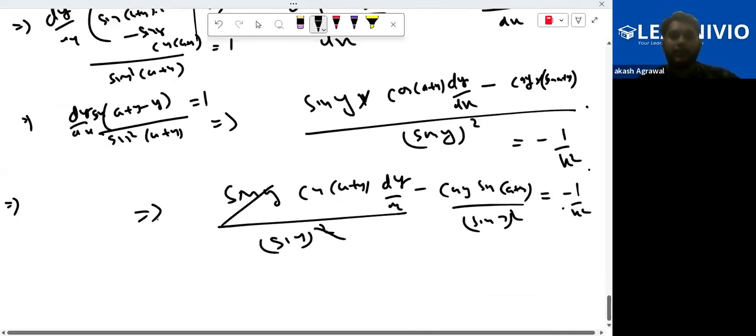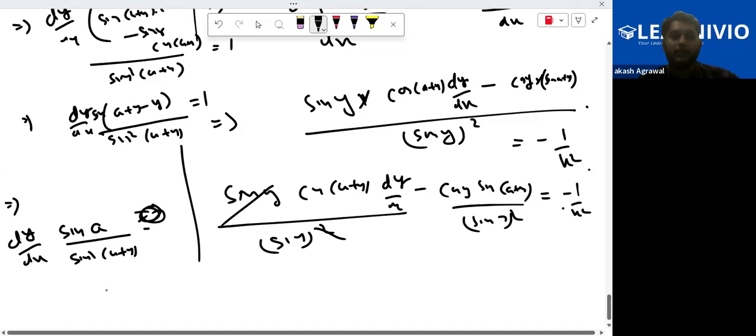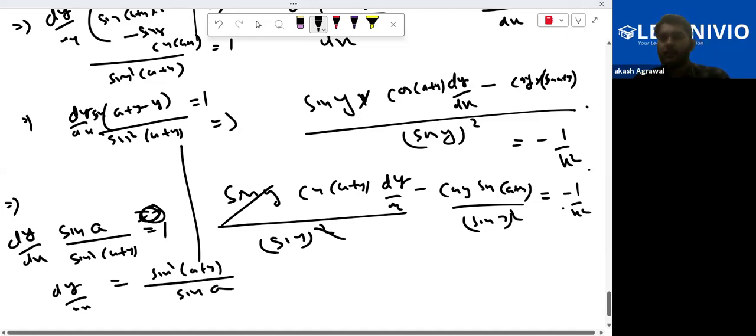Then we have, can you all read what I'm writing? I did not have much space. Yes, sir. So sin a upon sin²(a+y) is equal to 1. So dy/dx is equal to sin²(a+y) divided by sin a. Okay, this was what we had to prove.